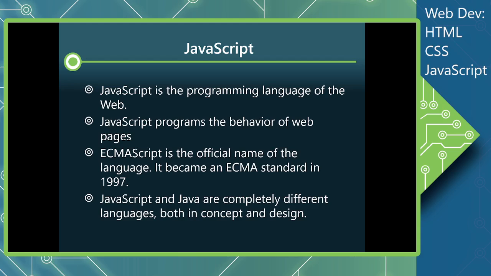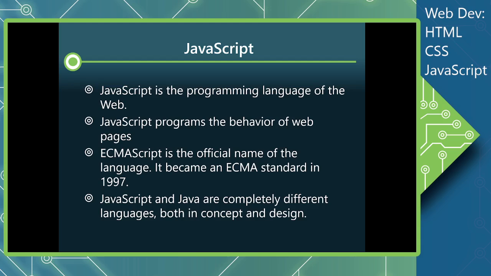JavaScript is the programming language of web pages. It's the scripting language that you would use inside your web pages. You can use JavaScript other places, but for the most part, JavaScript is the programming language of the web. It's how we get things done on our web pages.